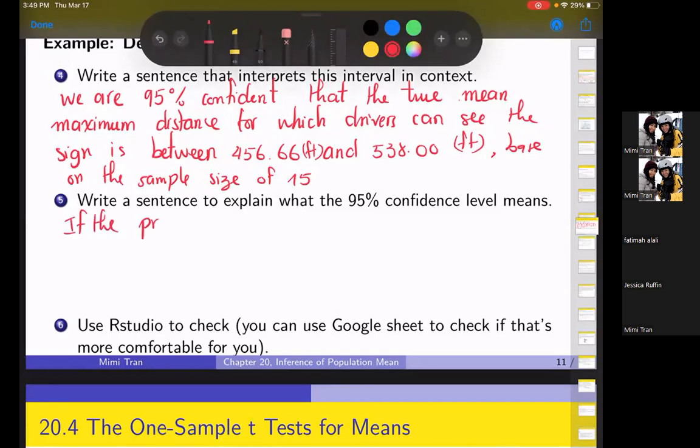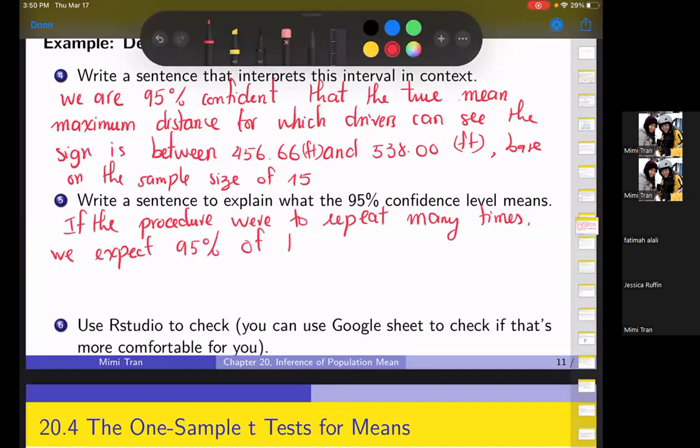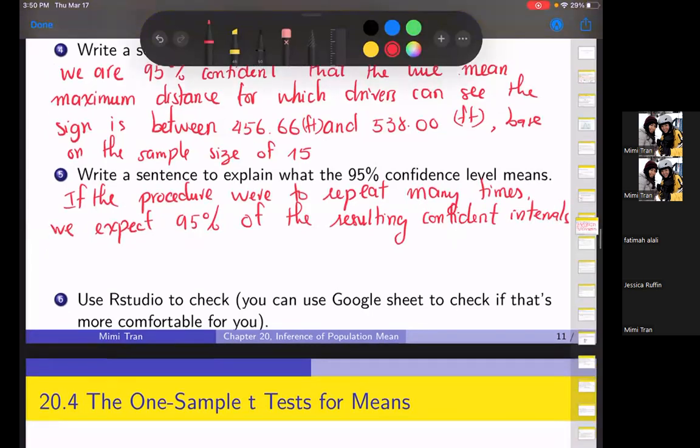If the procedure was to repeat it many times, we expect 95% of the resulting confidence intervals would contain the true mean, or population mean, with maximum distance.